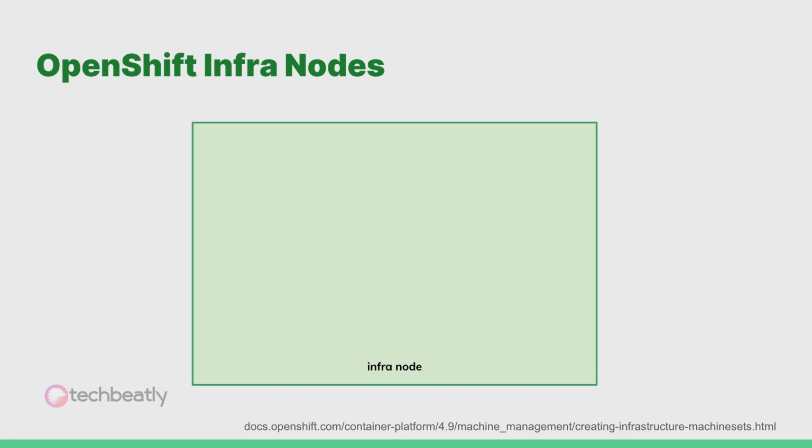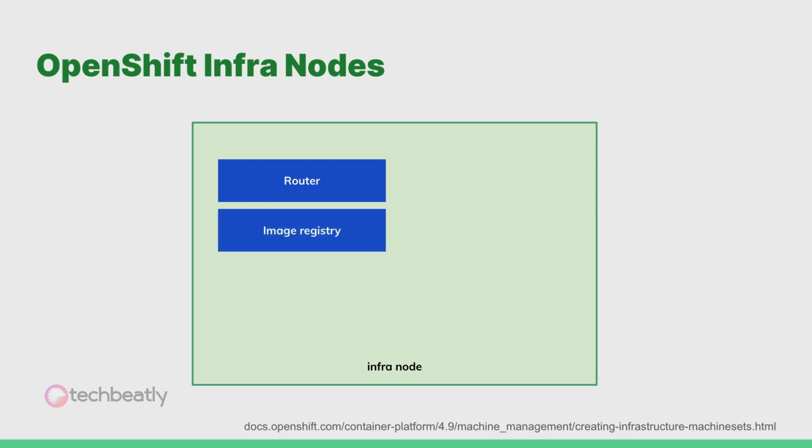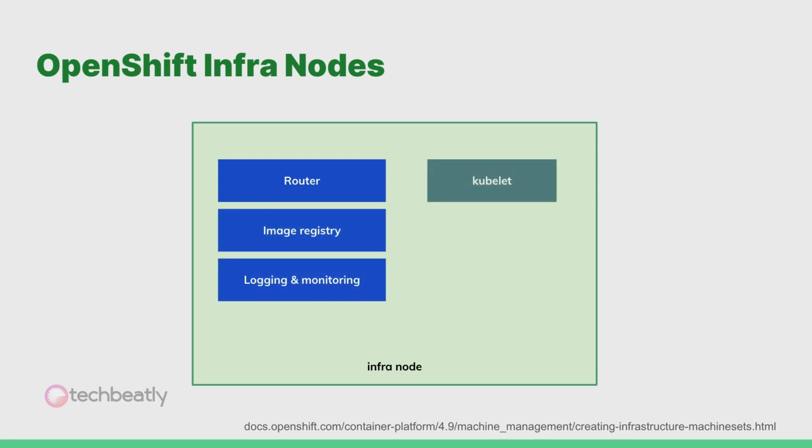For enterprise and production clusters, there might be a situation to isolate the OpenShift infrastructure workload from master nodes, and in such cases, you can configure to use infrastructure nodes in OpenShift. You can configure dedicated nodes in an OpenShift cluster for running infrastructure services such as router, internal image registry, logging, monitoring, etc.